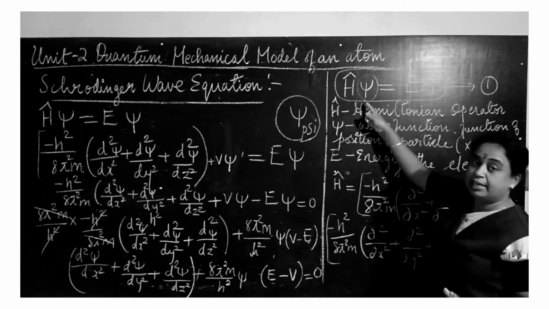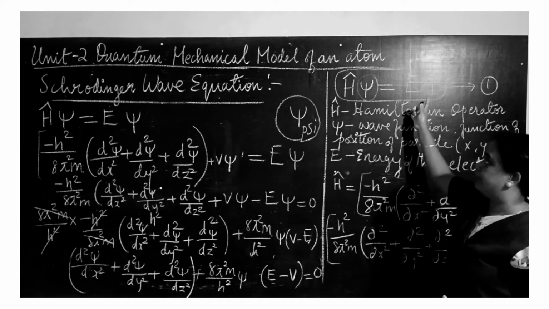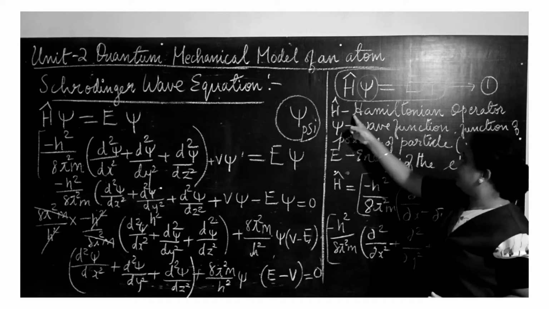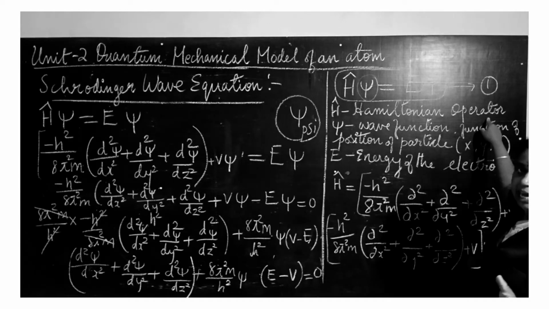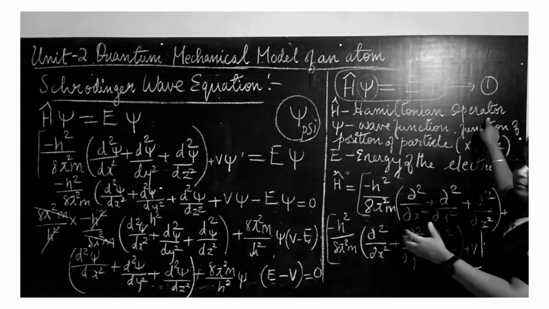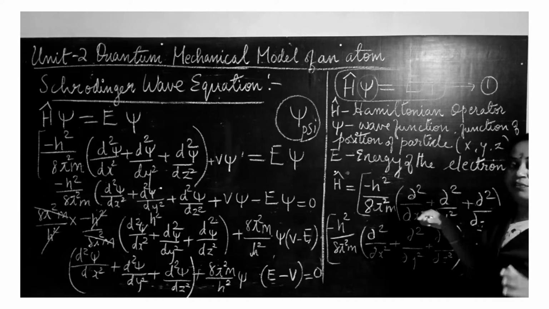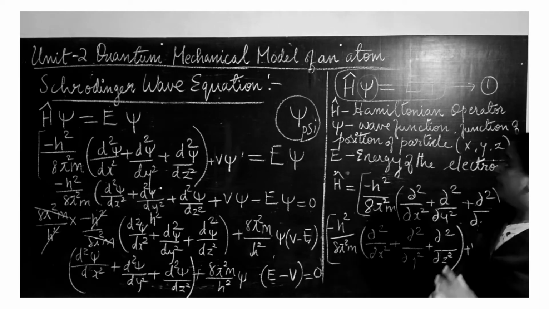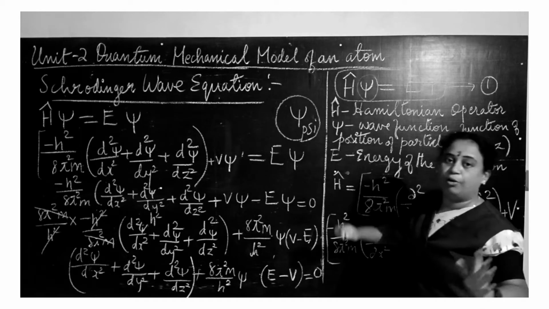Now let us see what parameters come in this expression. H is the Hamiltonian operator. It is a type of operator. Different operators exist in mathematics, like addition, subtraction, division, different mathematical operations. Likewise, Hamiltonian is also one such operator.